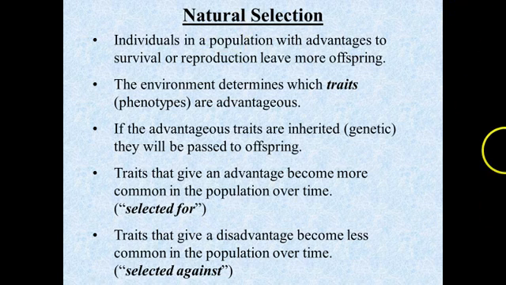So natural selection in lots of ways works very much the same as artificial selection that people have been doing for a number of years. The difference is who does the selecting. In artificial selection, it's humans that select the traits. In natural selection, it's the environment that selects for the traits and selects against the traits.